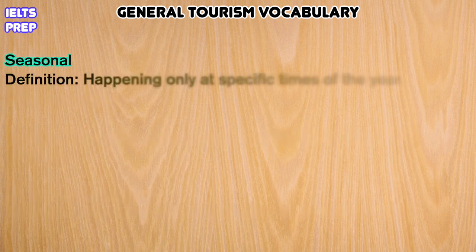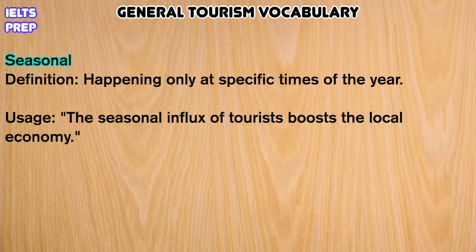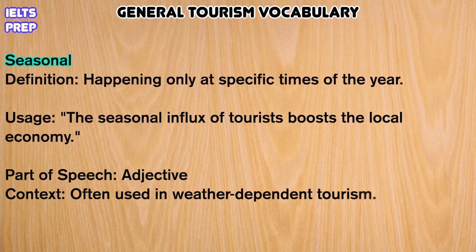Seasonal. Definition: happening only at specific times of the year. Usage: the seasonal influx of tourists boosts the local economy. Part of speech. Adjective. Context: often used in weather-dependent tourism.